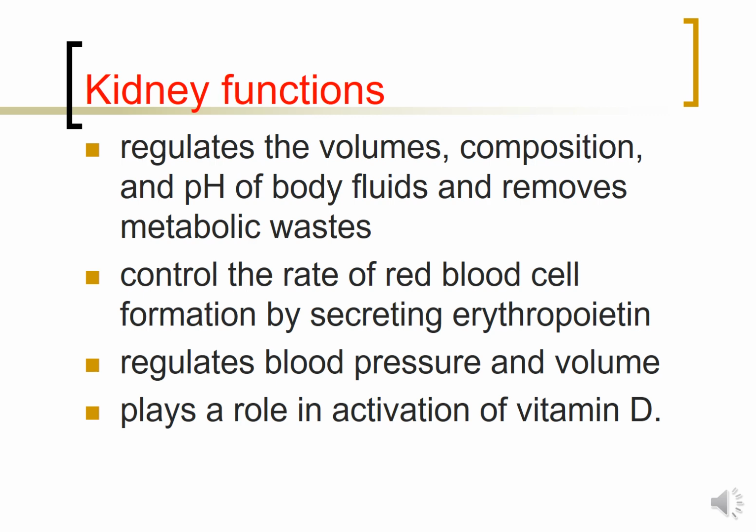The kidneys control the rate of red blood cell production by secreting the hormone erythropoietin, which is abbreviated EPO. The kidneys detect when blood oxygen levels are decreasing, secrete EPO, and this stimulates red blood cell production. The kidneys also regulate blood pressure by regulating fluid volume. The higher the volume of blood, the higher would be an individual's blood pressure.